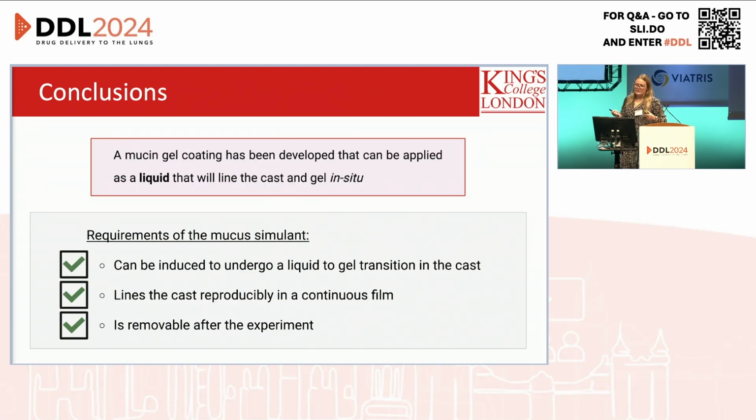So just to quickly conclude, a mucin gel coat has been developed that can be applied as a liquid that will gel in situ, undergo liquid to gel transition in the cast, line the cast reproducibly, and that can be removed after the experiment as well.